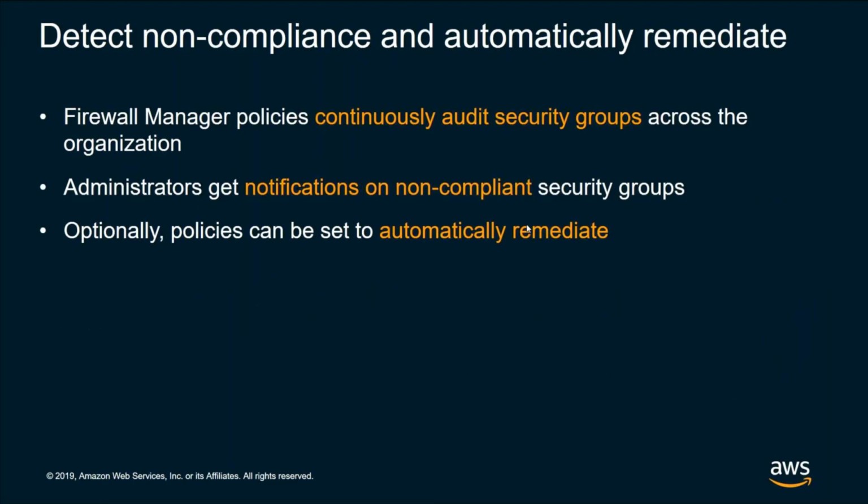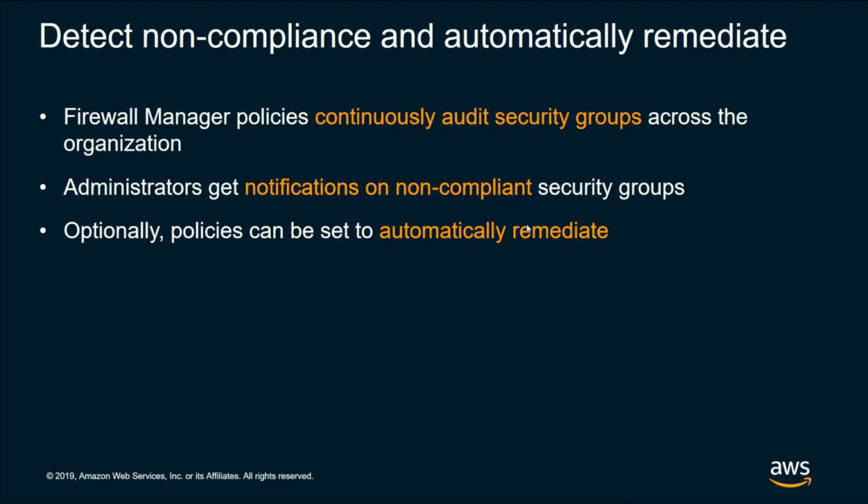Firewall Manager policies continuously audit the security groups, and firewall administrators get notifications of any non-compliance, but you can optionally choose to automatically remediate or not automatically remediate. If you automatically remediate, Firewall Manager will take the action as soon as the non-compliance is detected. So when an audit policy is detected to be non-compliant, Firewall Manager will immediately remove that misconfigured rule.